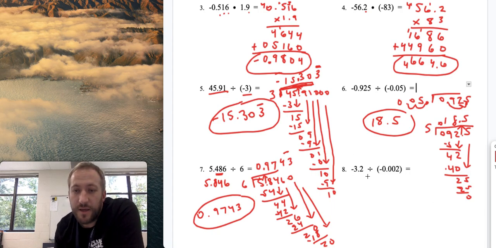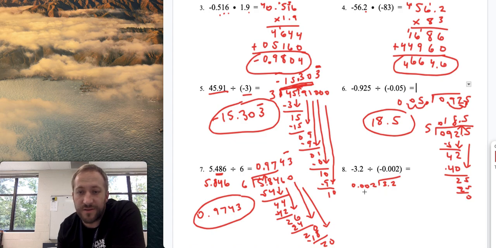Look at this last one. It is 3.2 inside the box, 0.002 outside the box. Now look, this is not a whole number. I want to make it a whole number though. Let me move it 1, 2, 3 spaces. I'm going to do the same thing inside the box that I did outside. I moved it 3 spaces over there. I'm going to move it 1, 2, 3 spaces in here. And now if there is nothing here, I add a 0. So let me write the new number: 2 and 3,200. That is my new problem.